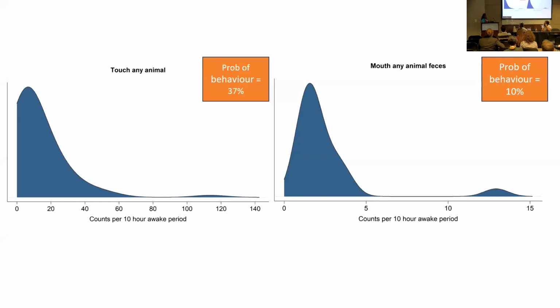And then, trying to relate this to the animals, we wanted to also understand what's the probability of the child touching animals or even putting animal feces in their mouths. What we can see from these diagrams is that we have a higher probability of the children touching an animal within the 10-hour period, and a lesser probability of the child putting pieces of the animal into their mouth, so a probability of about 10%. That means that in as much as the children can get into contact with animals, it's not always the case that animal feces goes into their mouth.